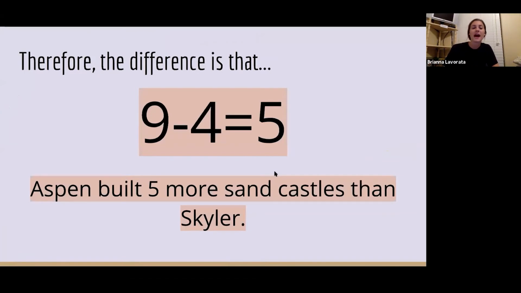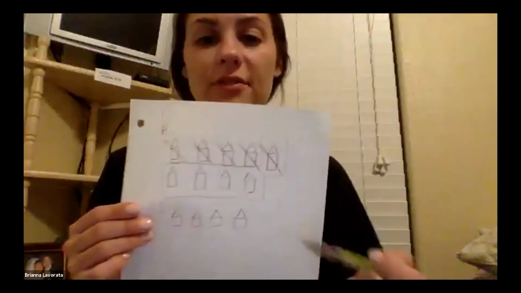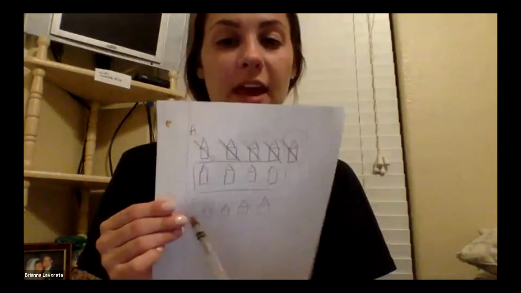So therefore, that means that Aspen built 5 more sandcastles than Skylar, right? So on my paper, if I model this for you, I'm going to stop sharing my screen. I'm going to cross out 1, 2, 3, and 4. I'm left with 1, 2, 3, 4, and 5, okay? Okay, we crossed off all of Skylar's sandcastles, right?